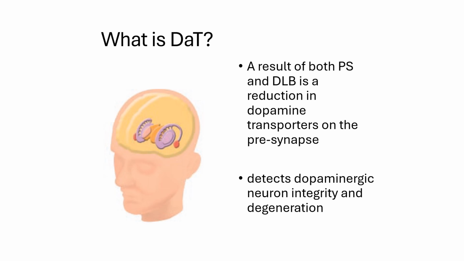It is important when we're talking about movement disorders to talk about the dopamine transporters, or DAT. A result of both Parkinsonian syndromes and dementia with Lewy bodies is a reduction in the dopamine transporters in the presynapse. This detects the dopaminergic neuron integrity and degeneration.